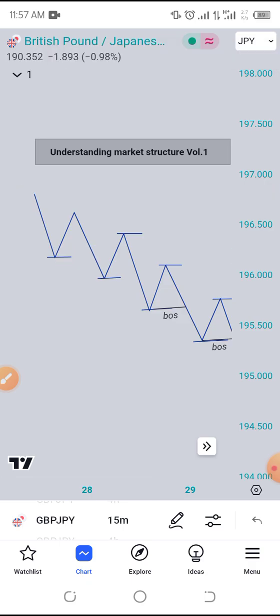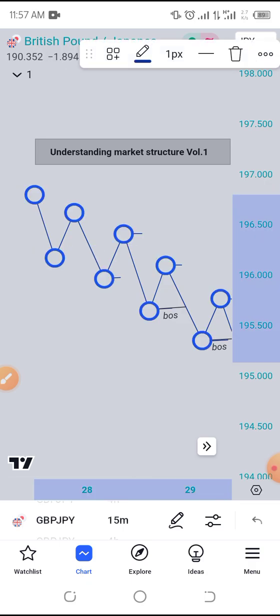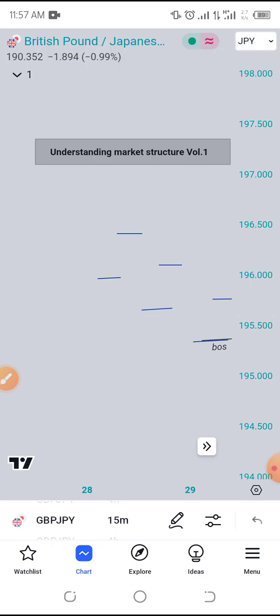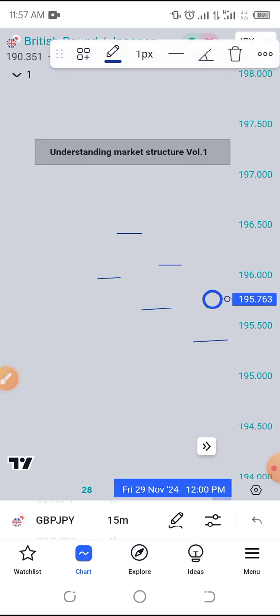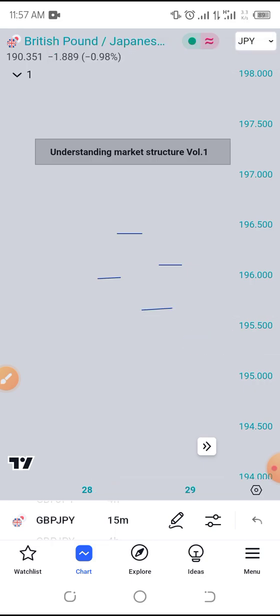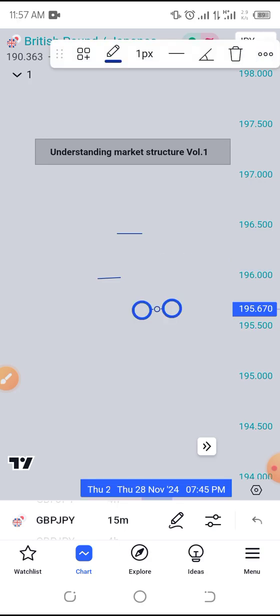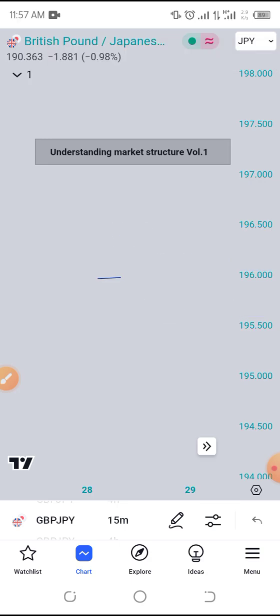It's important that you know how to identify break of structure in your chart, because if you're not able to identify it, your analysis will not be right. It will affect your analysis so badly. Now we're going to go straight to the chart so I can show you a practical example of how you can identify your break of structure.